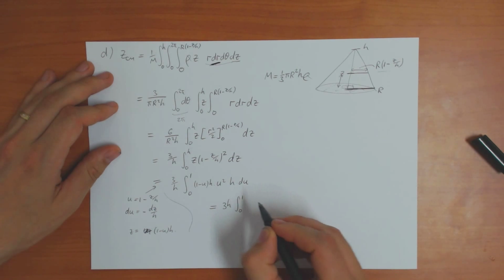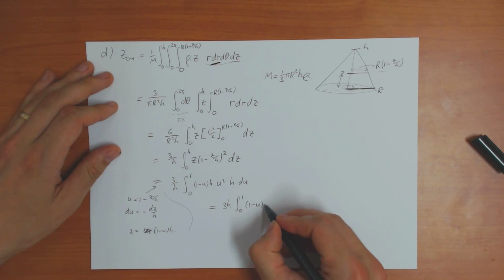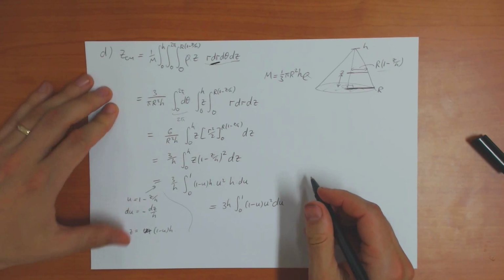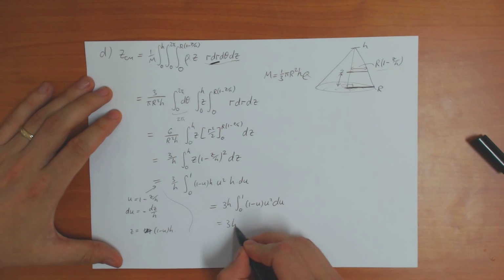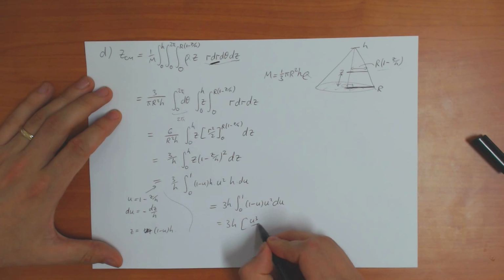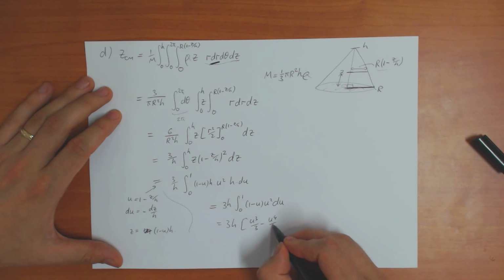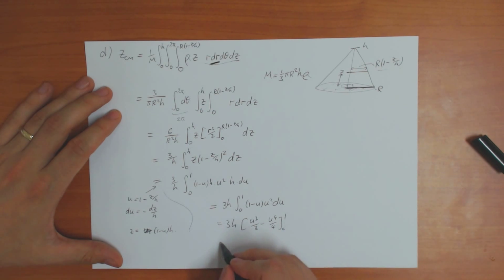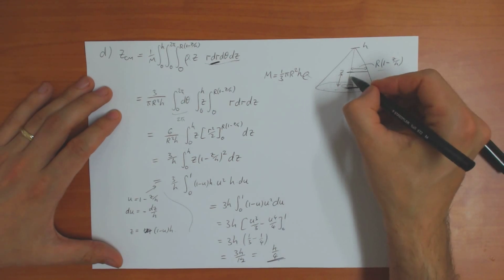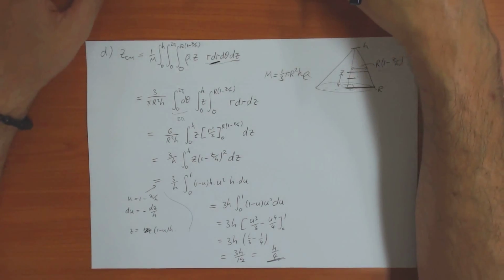that is 3h times the integral from 0 to 1 of (1 minus u) u squared du. That's 3h times [u cubed over 3 minus u to the 4 over 4] between 0 and 1, which is 3h times (a third minus a quarter), which is a 12th. That's 3h over 12, which is h over 4. Okay, so the center of mass is a quarter of the way up the cone there.